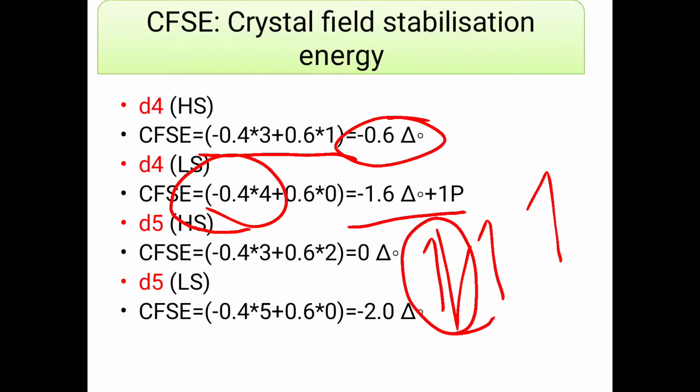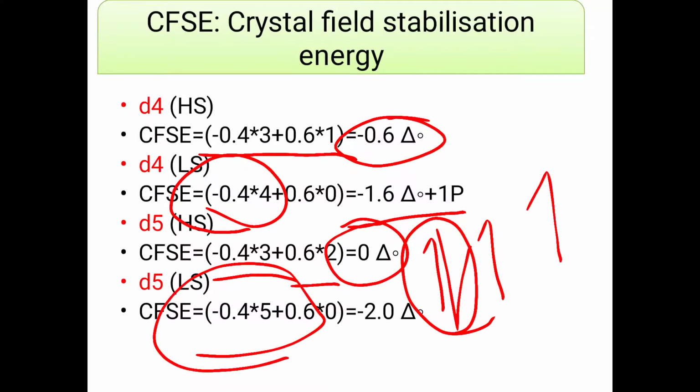Same way you do for D5. D5, what do you have? High spin, 3 down, 2 on top. That means it will give you what? Minus 1.2 plus 1.2, which is equal to 0 delta O. If you have a low spin complex, all those 5 electrons remain down, and you get minus 0.4 into 5, which is equal to minus 2.0 delta O.